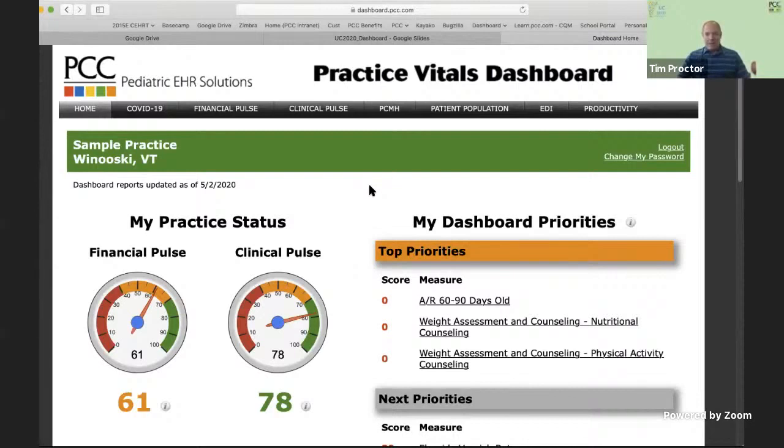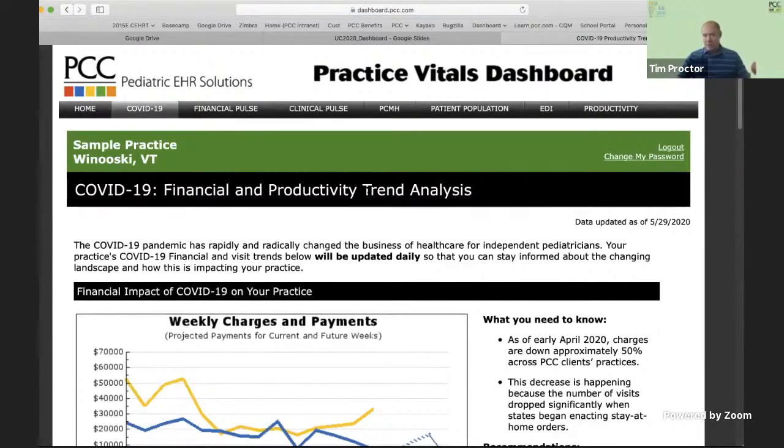Let me get into the dashboard here. I'm going to jump around into different sections. The first place I want to focus on is this COVID-19 page. I just want to show you what's in here. Most of you probably have seen this. We've had this out for over a month now.